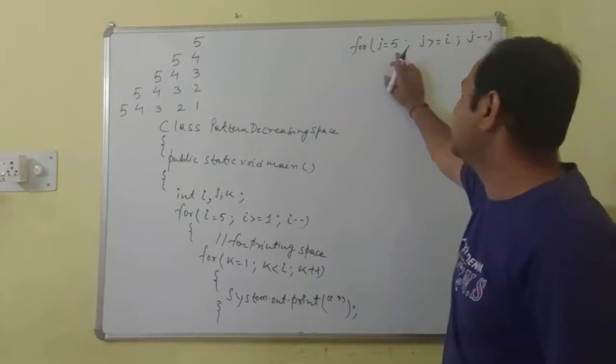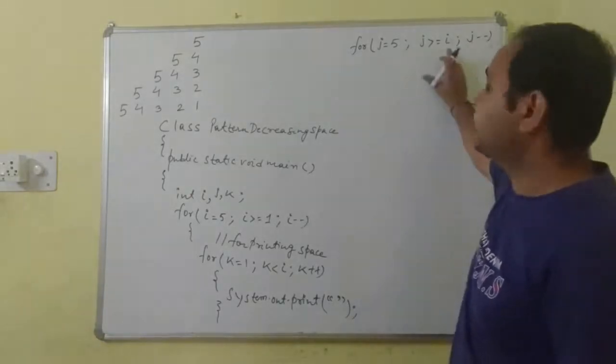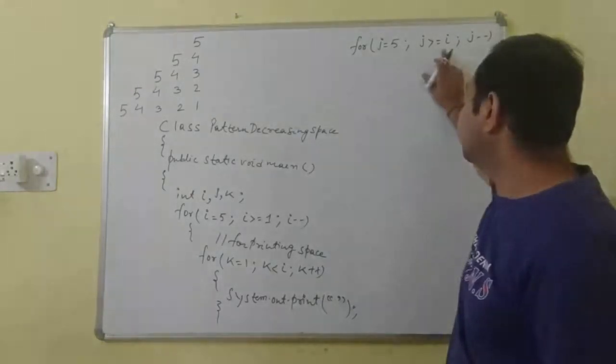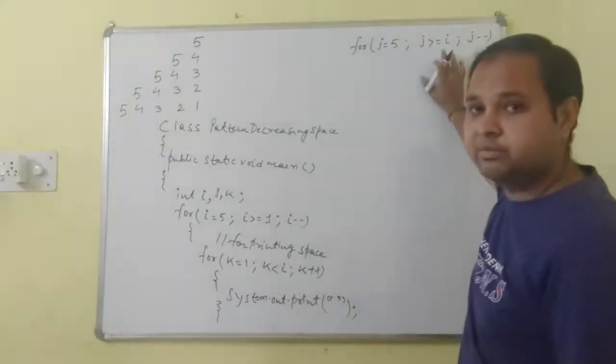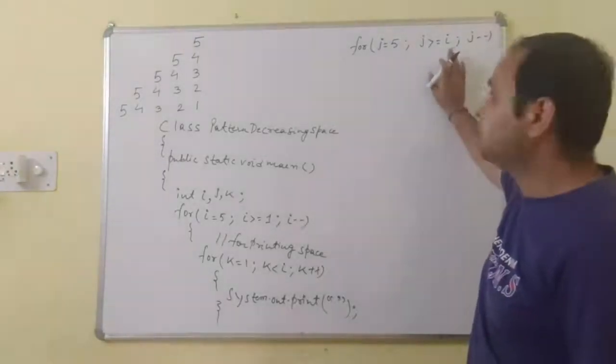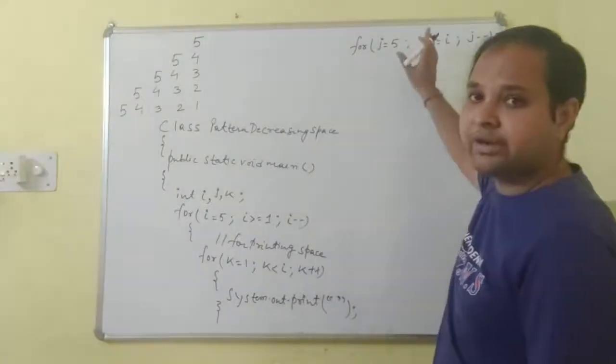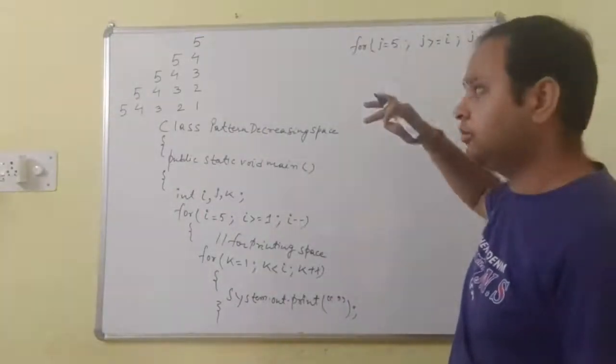So j is initialized with 5, and the i value the first time will be 5. 5 greater than or equal to 5, the condition is true, so we can easily print the value of j, that will be 5. Then the j value will decrease to 4. 4 greater than or equal to 5, the condition will be false, and it will come out of the loop. Okay.